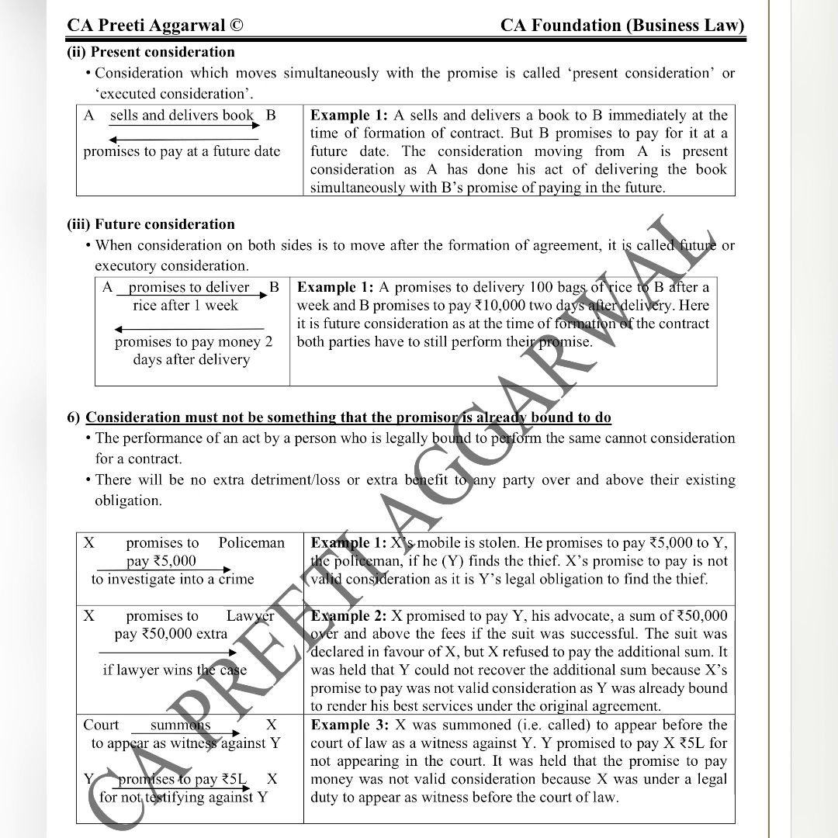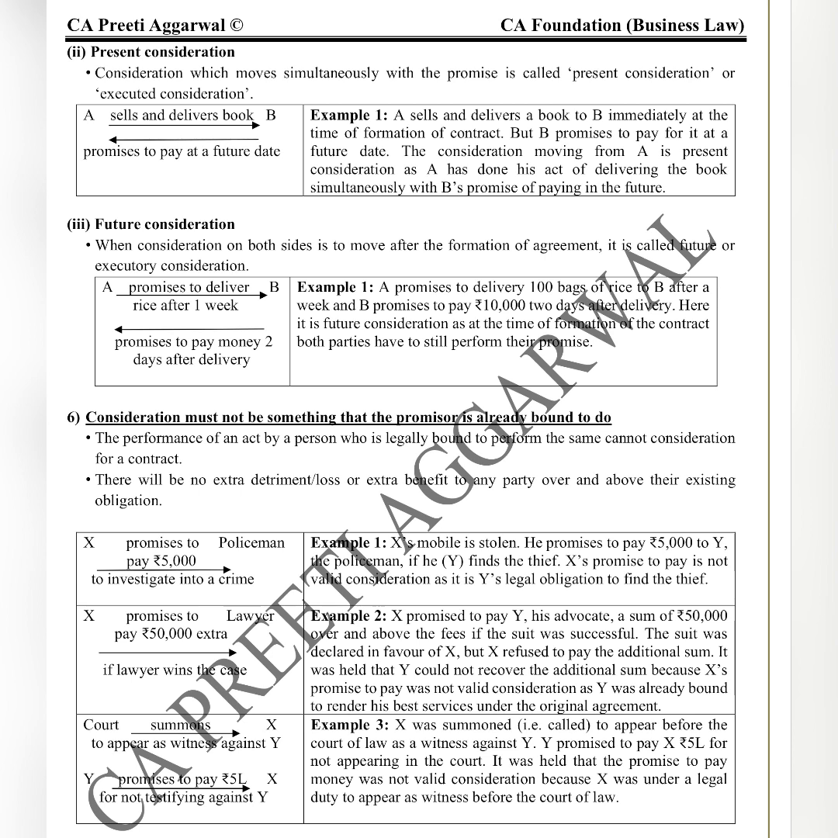Then we have that consideration must not be something that the promisor is already bound to do. Like X promises to pay 5,000 rupees to the policeman to investigate into a crime. Even if you don't pay 5,000, the police will still investigate into the crime. This will not give you any additional benefit, or it will not cause any additional loss. This is not valid consideration because the policeman is obligated to investigate into the crime.